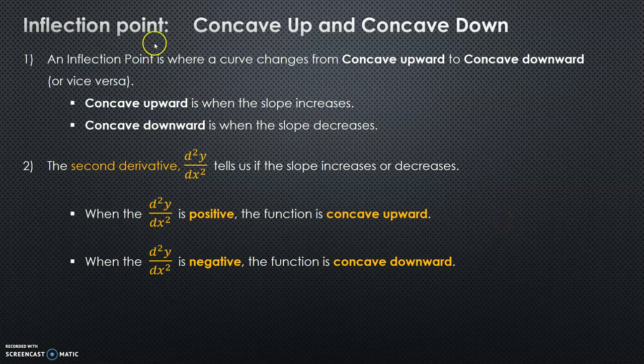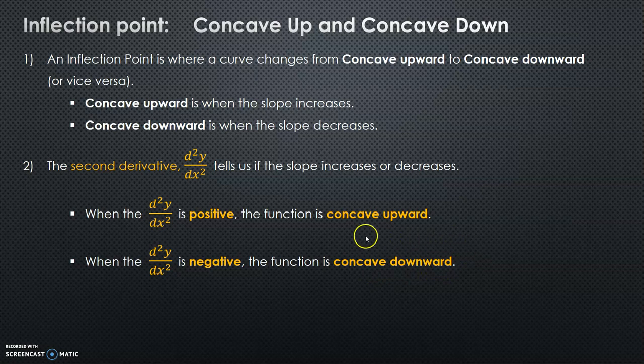Next, we look at inflection point for concave up and concave down. An inflection point is where a curve changes from concave upward to concave downward, or vice versa. Concave upward is when the slope is increasing, whereas concave downward is when the slope is decreasing. So the second derivative of y with respect to x tells us if the slope increases or decreases. When the second derivative is positive, the function is concave up.